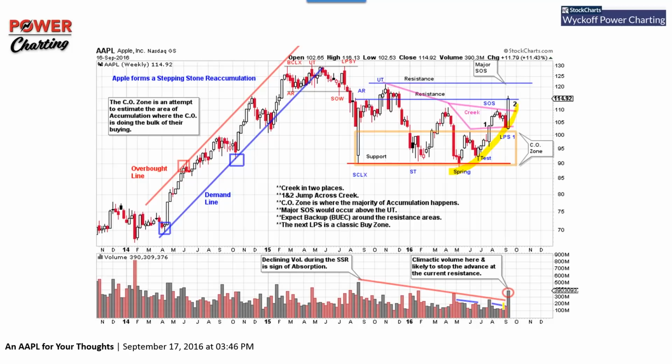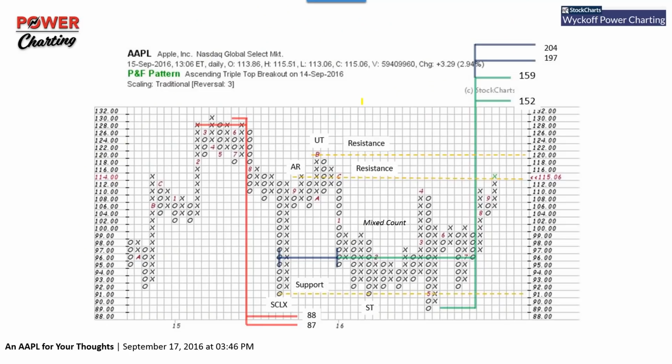You can see the volume is quite low on the second pullback, but certainly not expanding. So now we're thinking campaign, and we're thinking that there could be potentially more count built before it's done. So what happens next? Here's the point and figure chart.